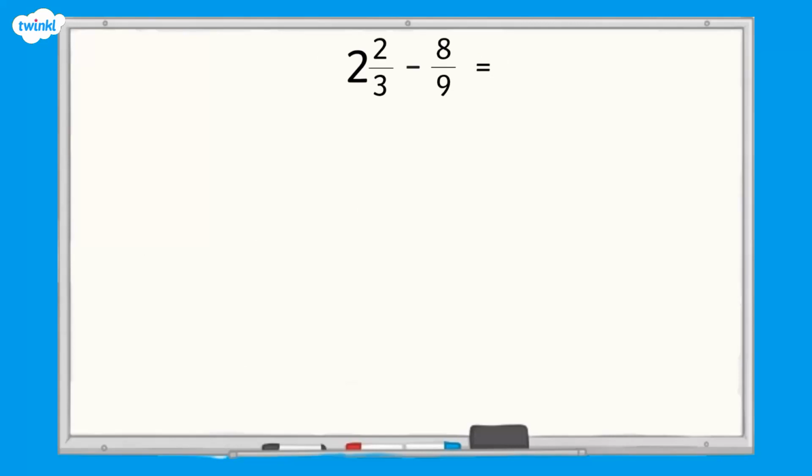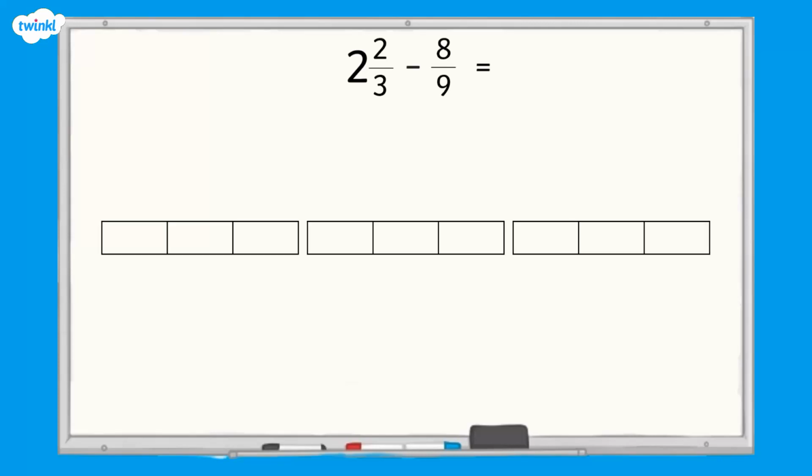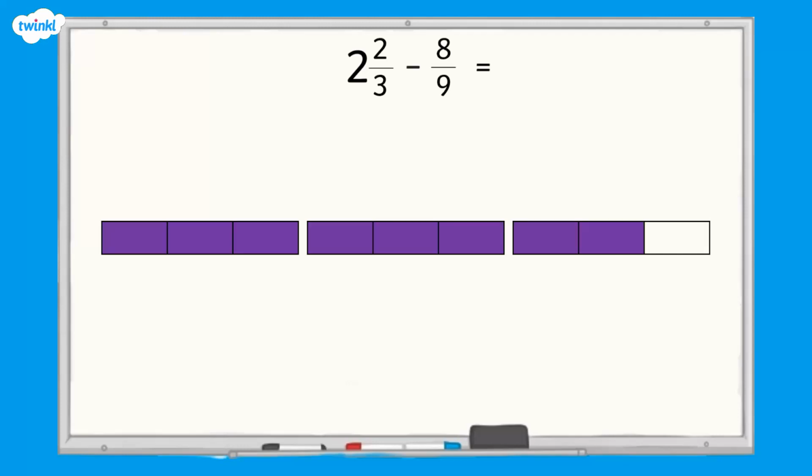2 2/3 subtract 8/9. Again, we can represent it using a bar model. To represent 2 2/3, we need to split each bar into 3 equal pieces, and we need 2 complete bars and an additional 2 sections of a third bar. We need to find a common denominator before we can subtract. We can use our bar model to help us do this, or calculate to find a common denominator.